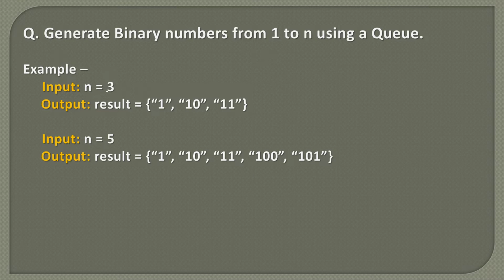So let's say the value of n is 3. The output would be a resultant array of string type, and the binary numbers from 1 to n will be 1, 10, 11. So binary number 1 corresponds to 1, 10 corresponds to 2, 11 corresponds to 3. And similarly, if n is 5, then we need to return the numbers from 1 to n, that is 1, 2, 3, 4 and 5. These are the values in the decimal number system, and the corresponding binary numbers are 1, 10, 11, 100, 101.